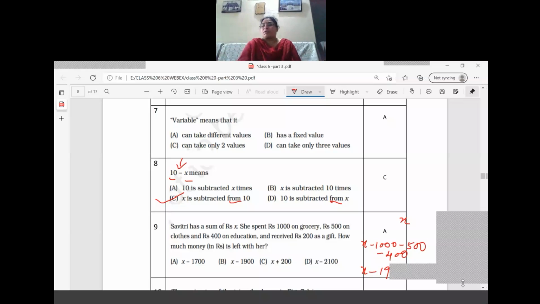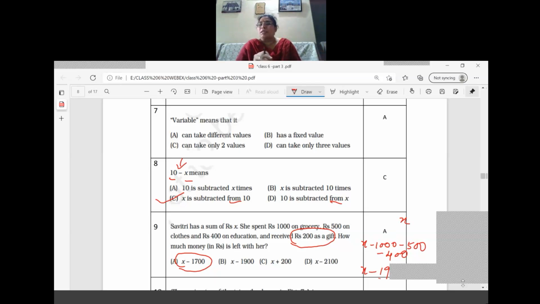But what happened now? She received a gift of rupees 200. That means it's an additional. You already know that when we receive some gift, it's an added advantage for us. So 200 is plus for us, right? So the 200 we are adding here. Minus 1900 and plus 200, you will get minus 1700. That means the amount left to her is x minus 1700 only.